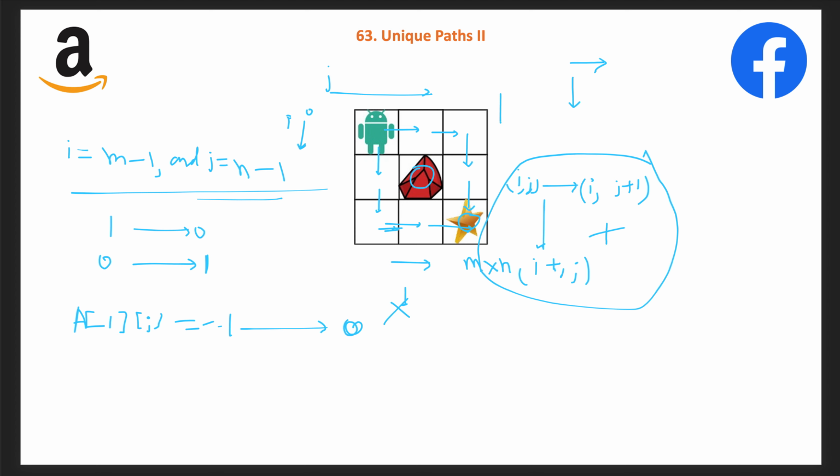Similarly, when the robot is in the last column, then only the step downward can be taken, and no step can be taken rightward. So we will put these two more base cases. So overall there are 4 base cases, and finally this is the recursive solution. You can pause the video and try to write the recursive solution yourself.